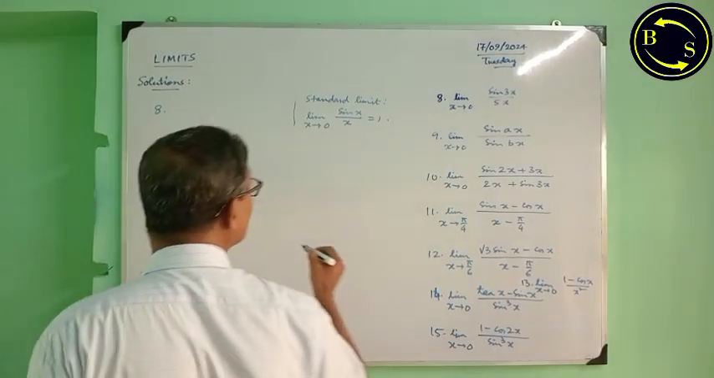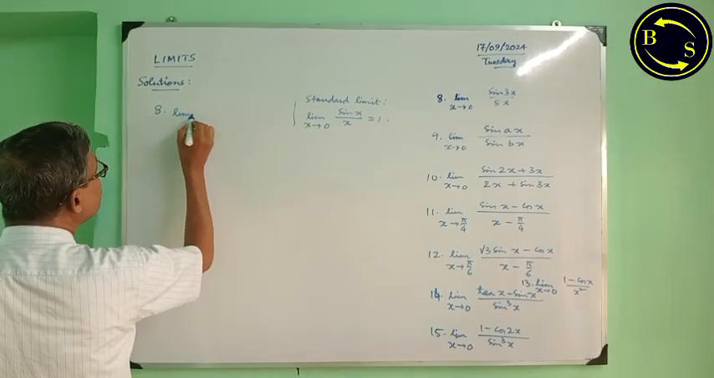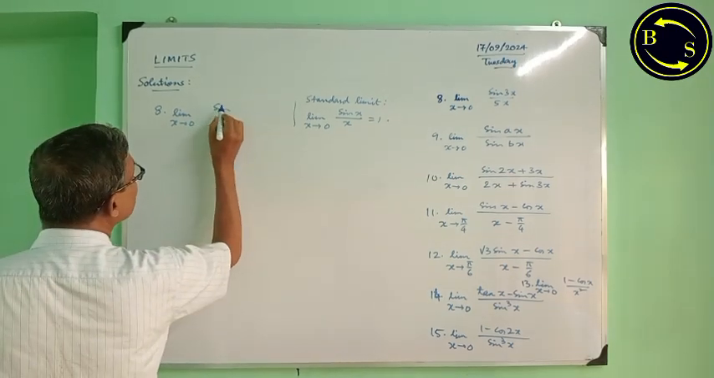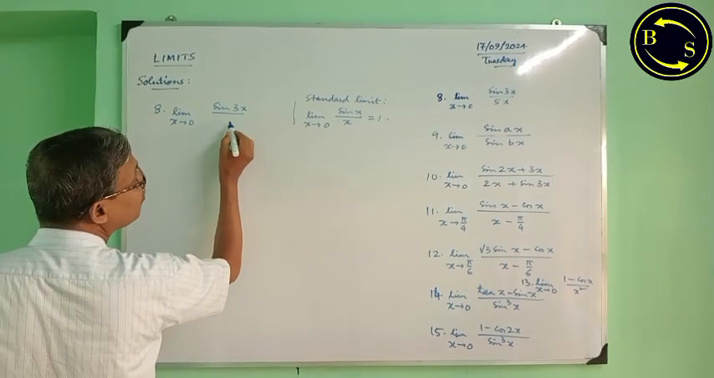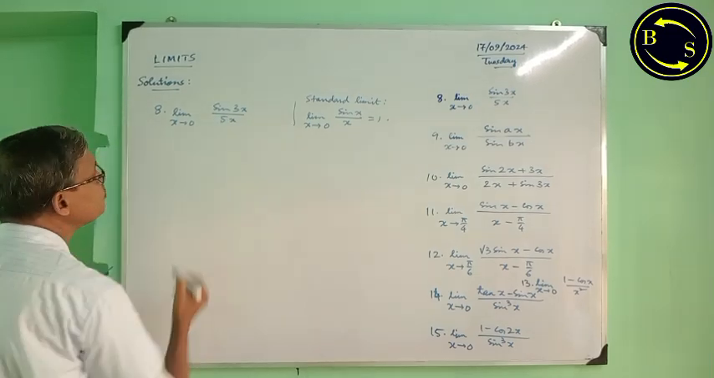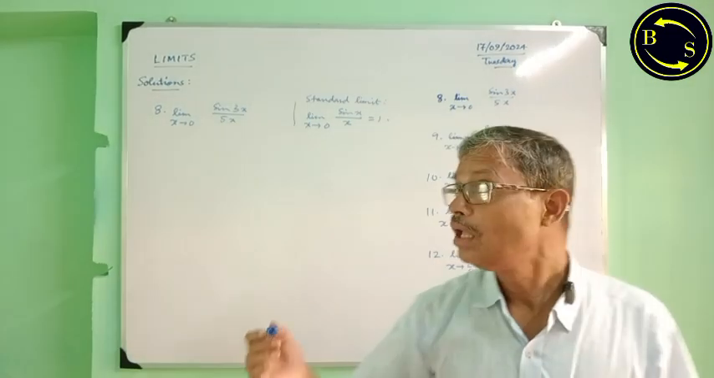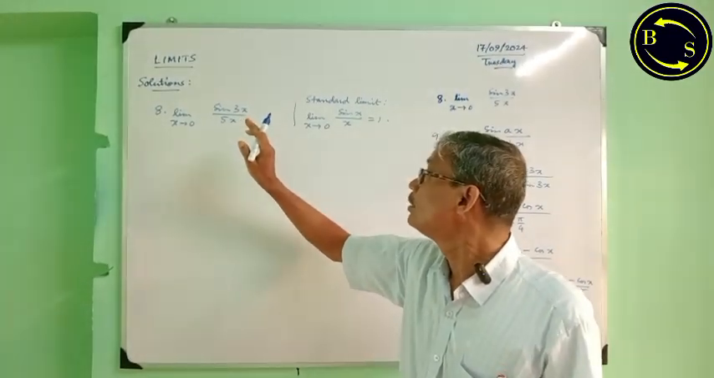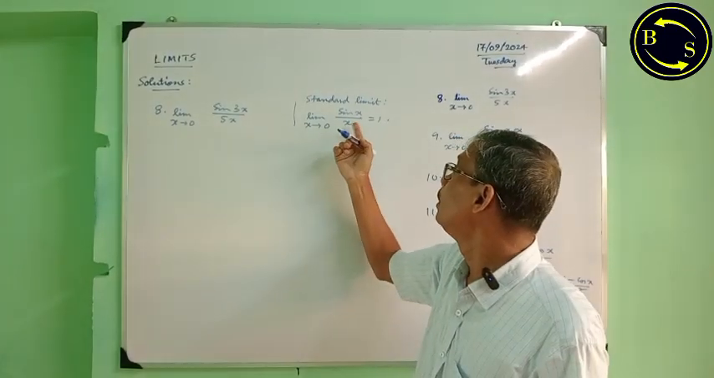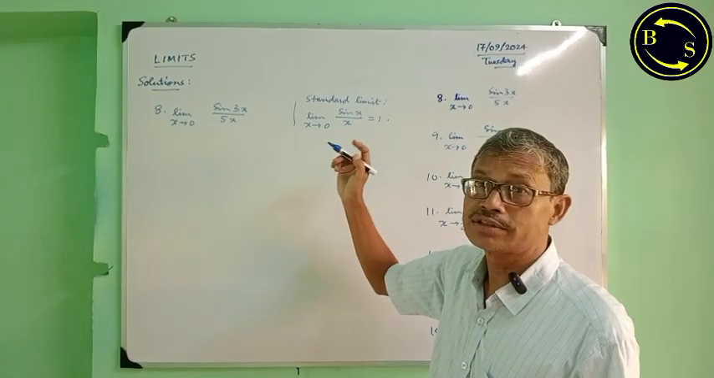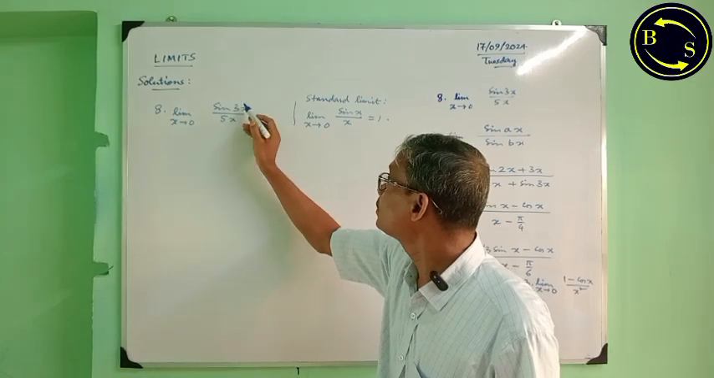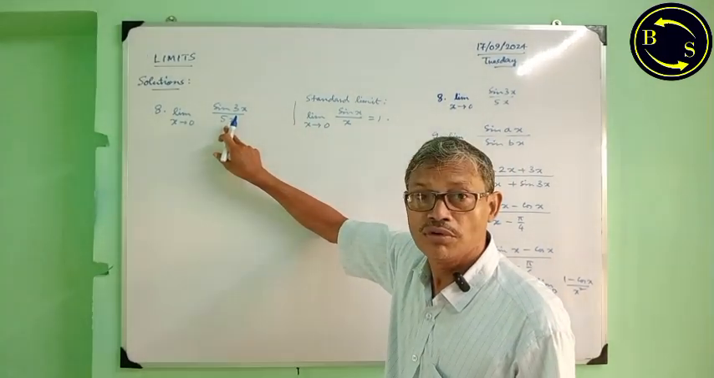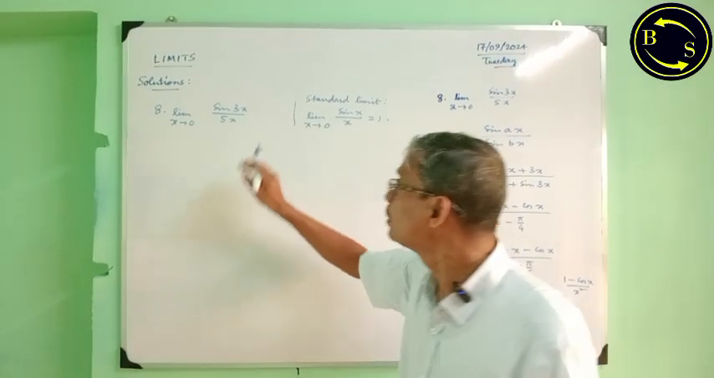Now I work out the first term. Limit x tends to 0, sin 3x by 5x. Before solving, let us discuss. Numerator is sin 3x, and already we have seen the standard limit is sin x by x. Here in place of x, 3x. Therefore, to get this standard form, we have to get here 3x. For that, I do this one.